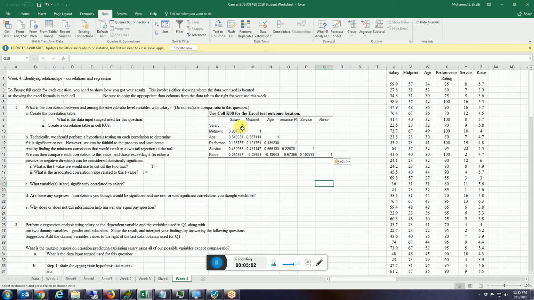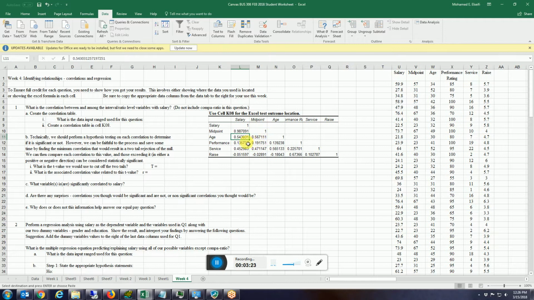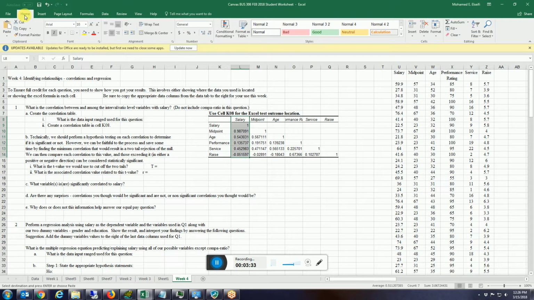So this is of course a symmetric matrix, so they're only giving you the lower half of it. So you can read here that of course correlation of salary with salary is 100%. Correlation of salary and midpoint is 0.98. Salary and age, 0.54, so kind of weak. Salary and performance very weak, only 0.13. Service 0.45, and raise almost no correlation. So I want to make this column yellow because this is what we're interested in, salary.